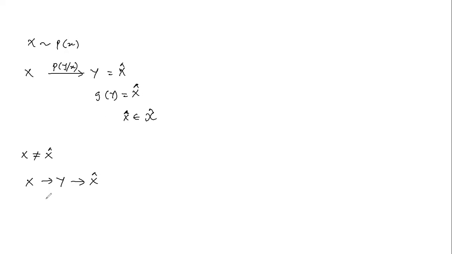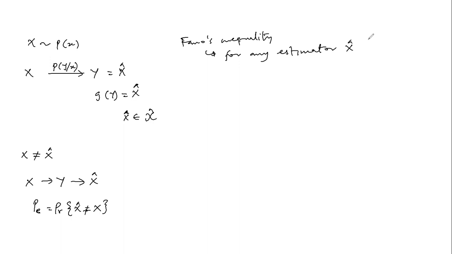And the probability of error may be defined as the probability of X hat not being the same as X, right? So Fano's inequality therefore states that for any estimator, say X hat, such that we have a Markov chain X, Y and X hat, with the probability of error being the probability that X hat is not the same as X.